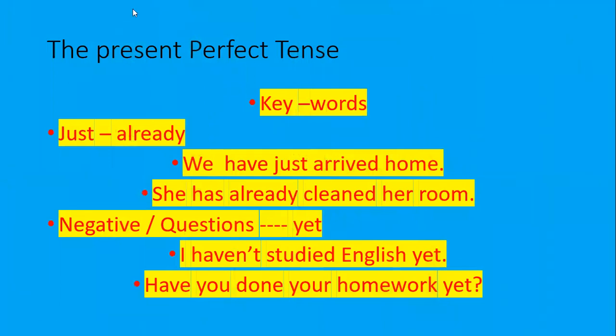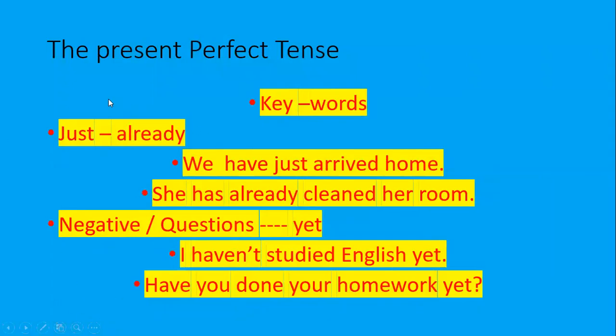So what is the present perfect tense? The keywords of the present perfect tense. The present perfect tense first refers to actions that started and finished in the past, and sometimes they finished a short time ago, and sometimes they have an effect on the present. So an action from the past up to the present.